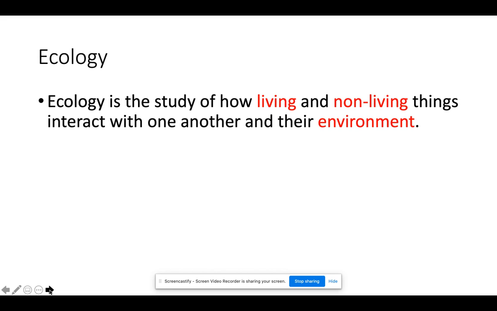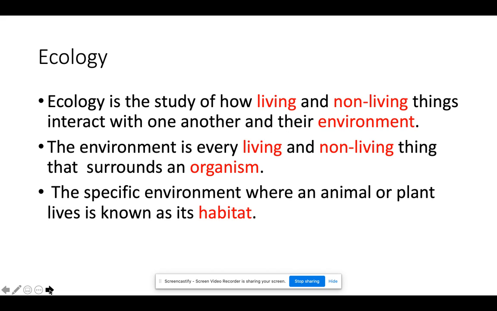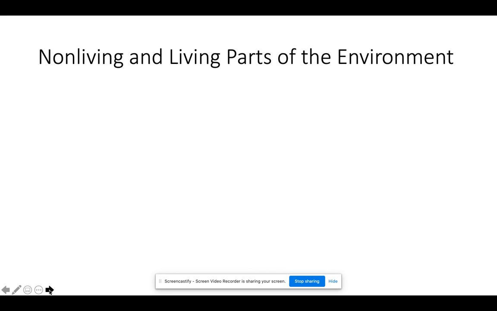Ecology is a study of how living and non-living things interact with one another and their environment. The environment is every living and non-living thing that surrounds an organism. Okay, so everything, living and non-living. The specific environment where an animal or plant lives is known as its habitat. Let me give you some examples.